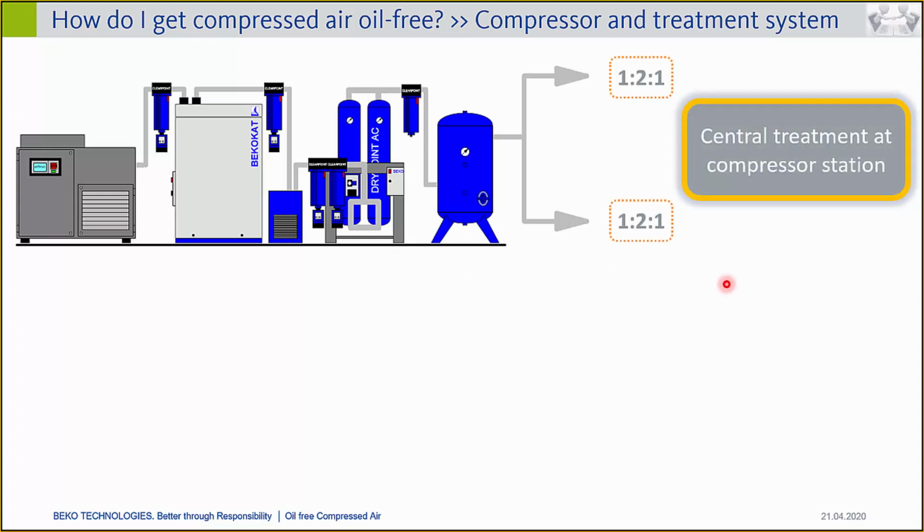So these installations will end up in the same qualities for various types of applications, and that's the central treatment at compressor station.